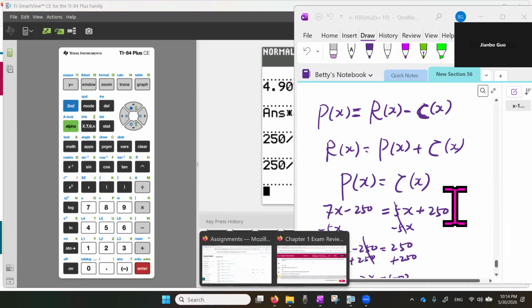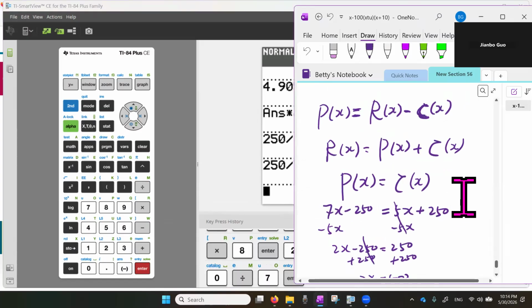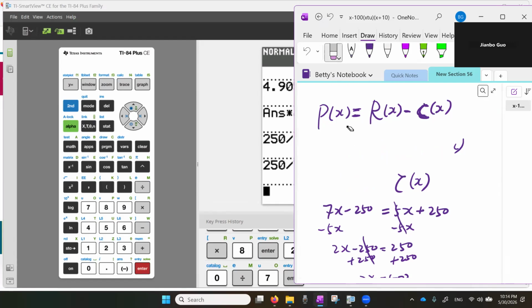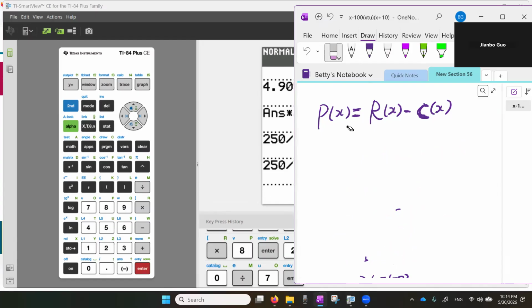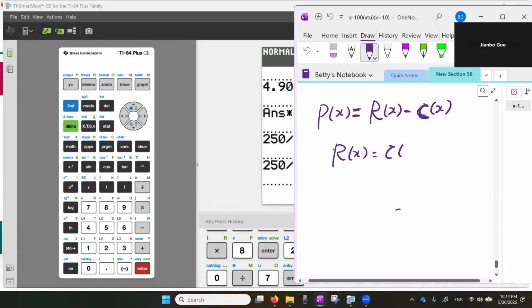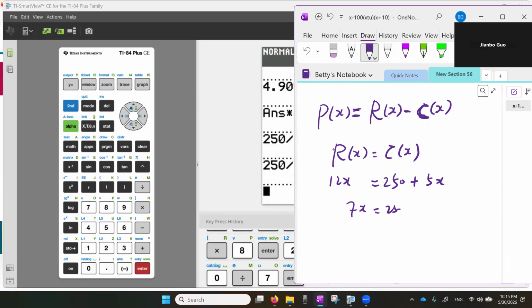Oh, okay, hold on. My bad. Break even is when you start to make a profit. So my bad, break even is to make revenue equals cost. I apologize. Revenue is 12x, cost is 250 plus 5x. So 7x equals 250. 250 divided by 7.